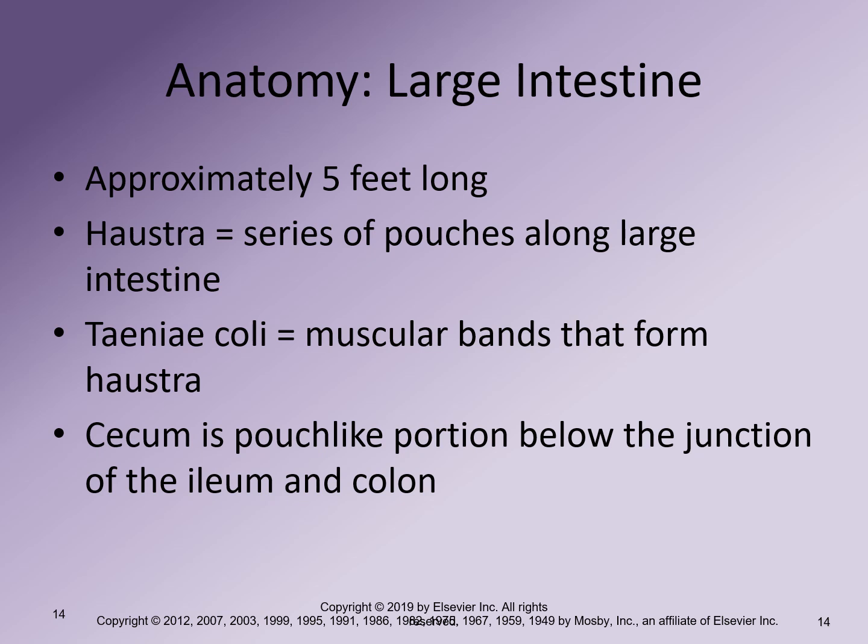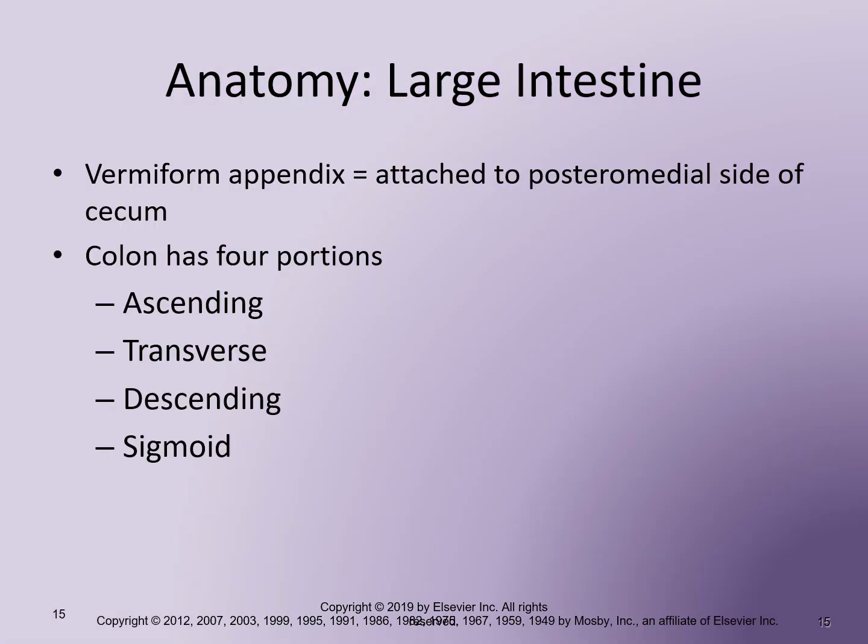The cecum is the expanded portion below the junction of the ileum and the colon, and the cecum is where the appendix is. Okay. Posterior medial side of the cecum is where the appendix offshoots from. So ascending, transverse, descending, and sigmoid are the four major sections of the colon. The cecum is part of the ascending colon.